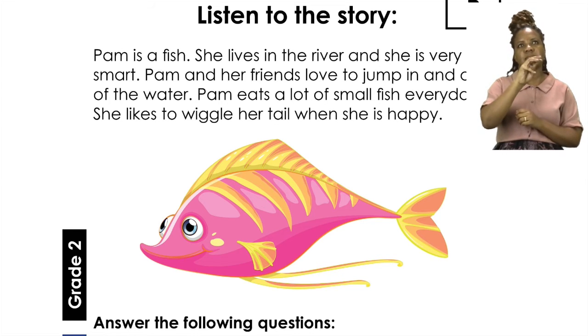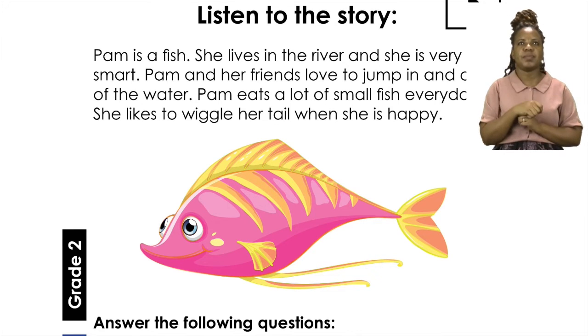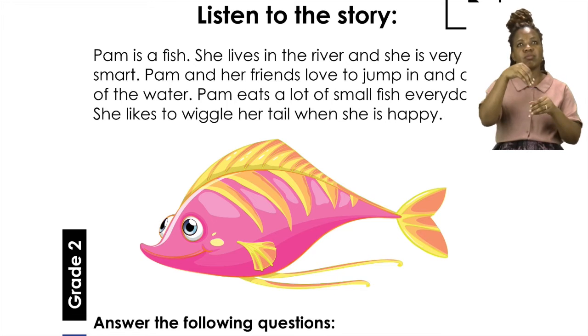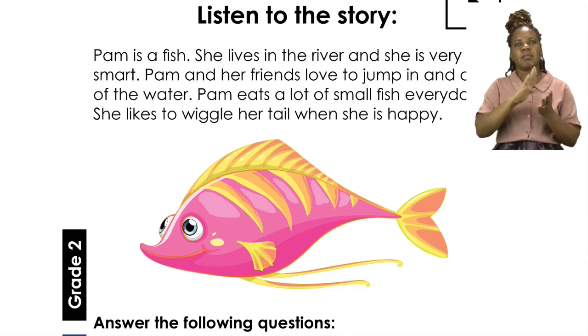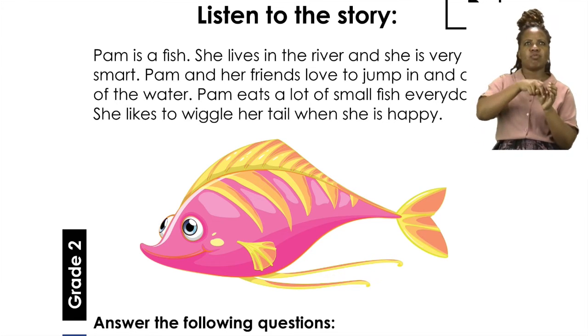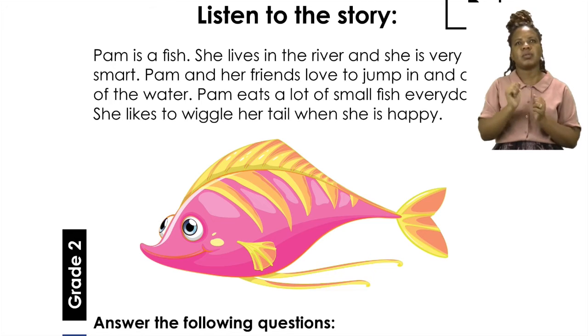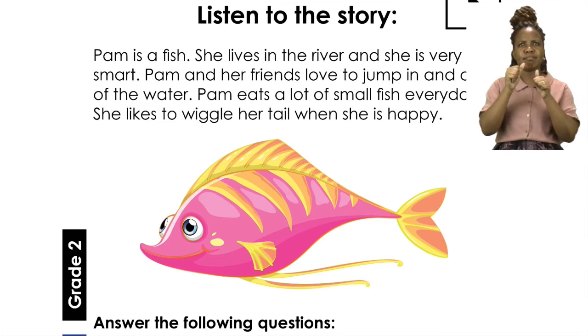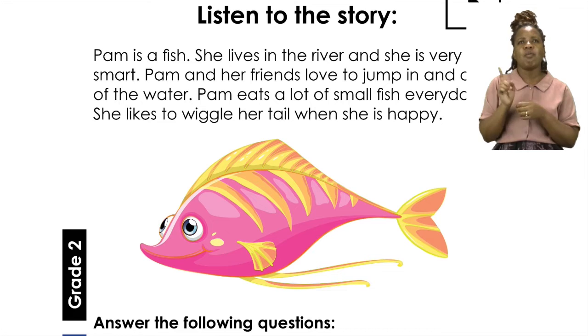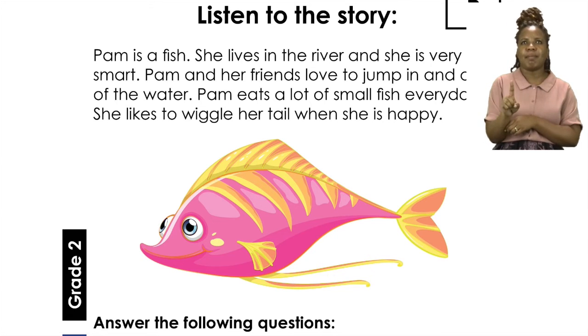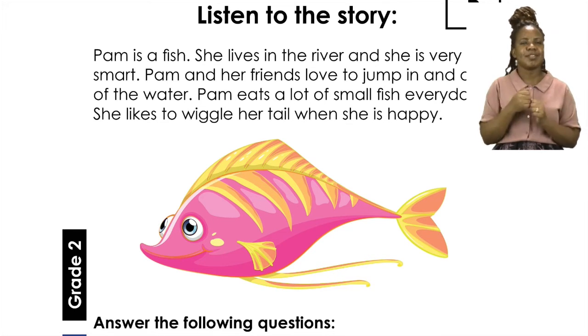Pam is a fish. She lives in the river and she is very smart. Pam and her friends love to jump in and out of the water. Pam eats a lot of small fish every day. She likes to wiggle her tail when she is happy. So this is about Pam the fish. And look at her, she is so beautiful.